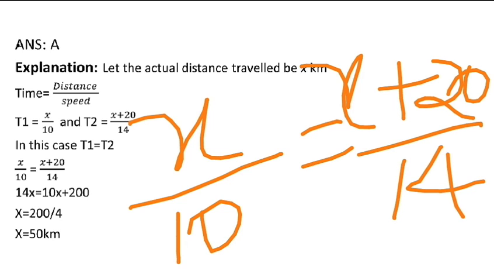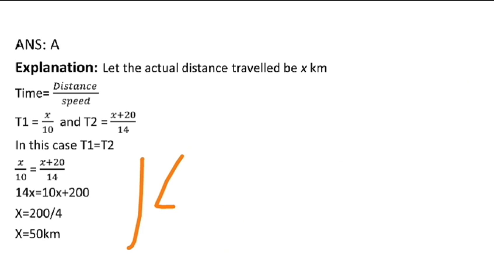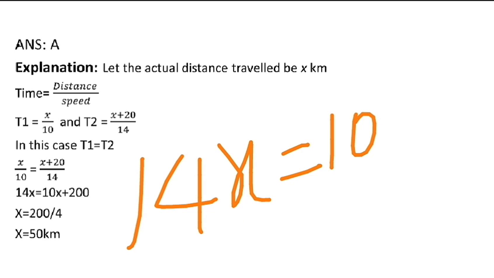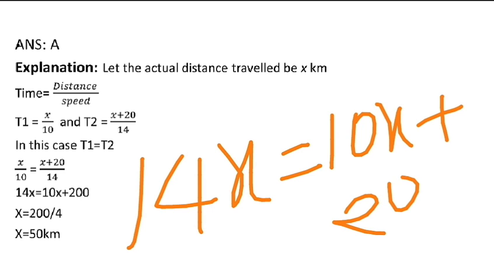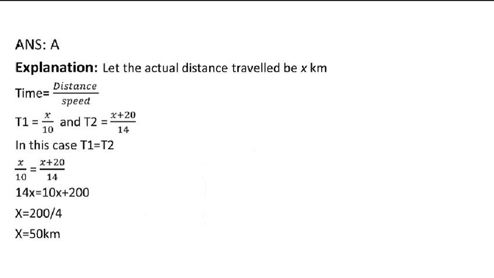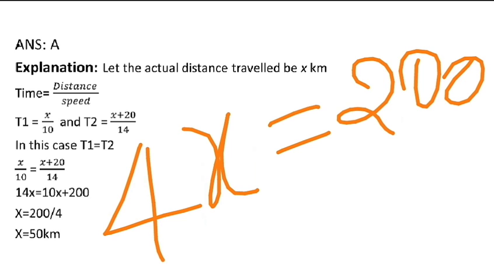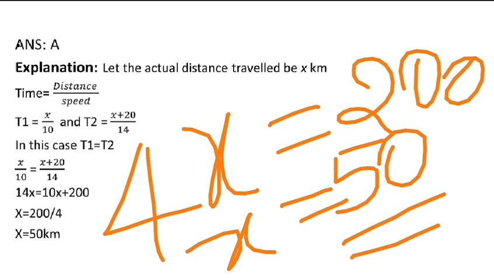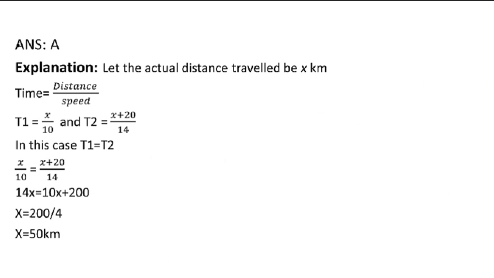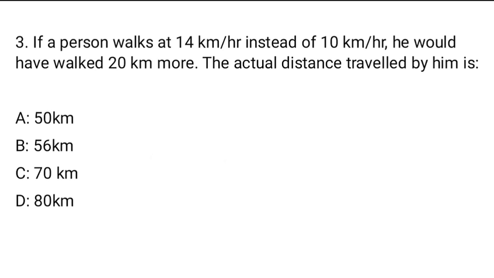If you simplify this equation, you would get 14x is equal to 10x plus 200. Then this 10x comes to left hand side, so you would get 4x is equal to 200. Then finally you would get x is equal to 200 divided by 4, that means 50 is the answer. 50 kilometer is the answer. This is the actual distance traveled by him with a speed of 10 kilometer per hour. So correct option is option A.